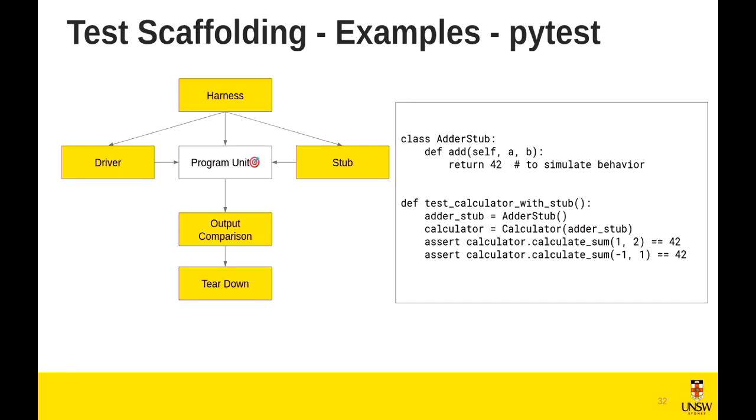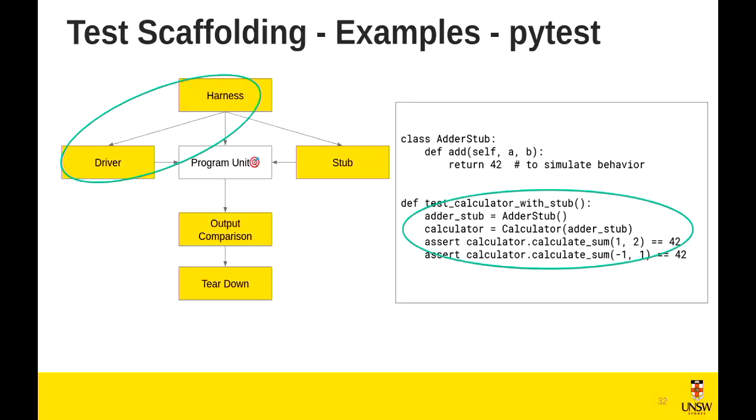So first, this entire thing here is like the driver plus harness. If we want to be more accurate, we could say that the setup, the creation of the objects, the stub and the calculator object, is the harness, and the actual calling location of the function we are trying to test is the driver.